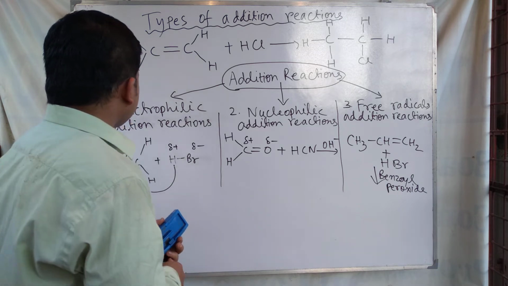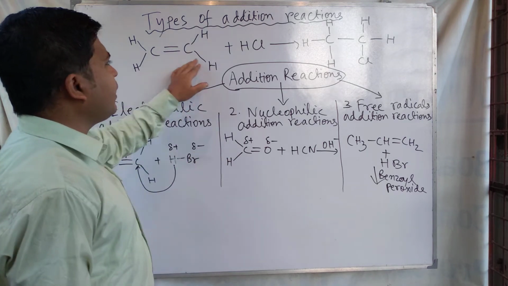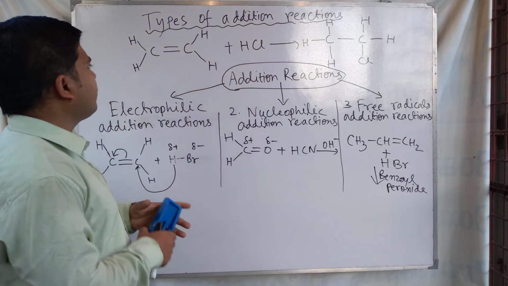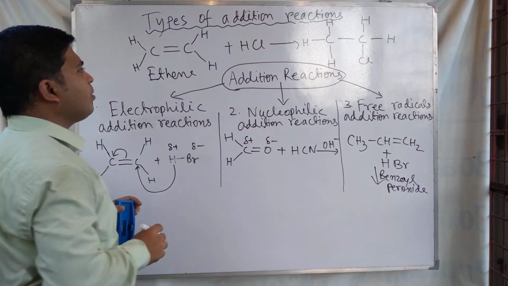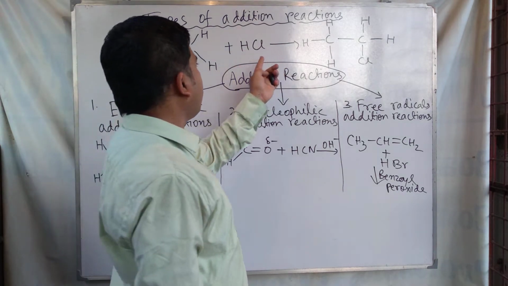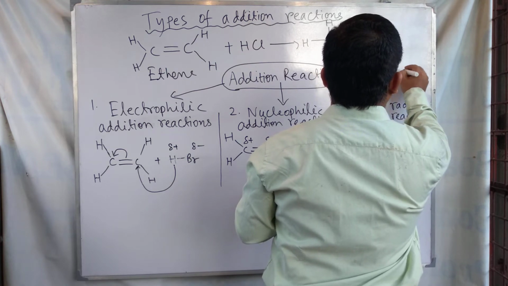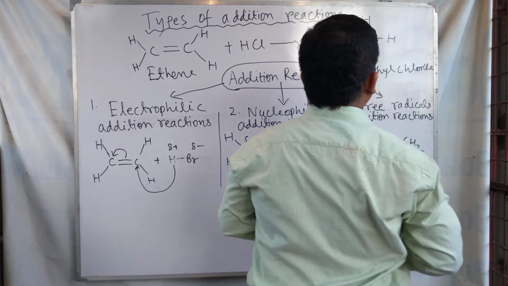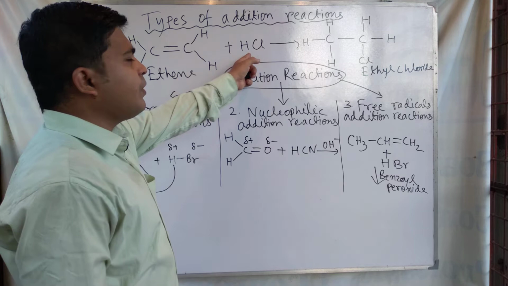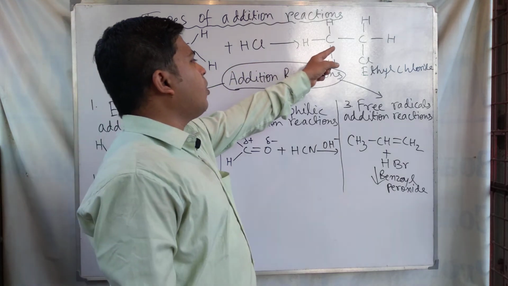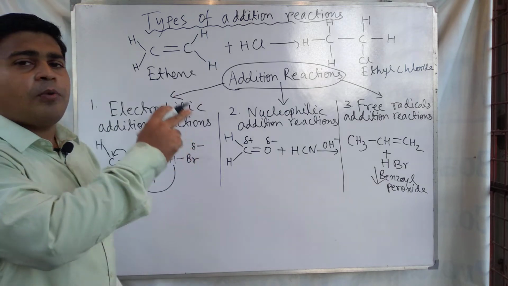First we have to know what an addition reaction is. This is an example of an addition reaction. Look at this, this is ethene, and hydrochloric acid, a halogen acid, is added to ethene, so ethyl chloride is formed. Ethyl chloride is formed when ethene is reacted with HCl. Here look at this reaction, this is an example of an addition reaction.